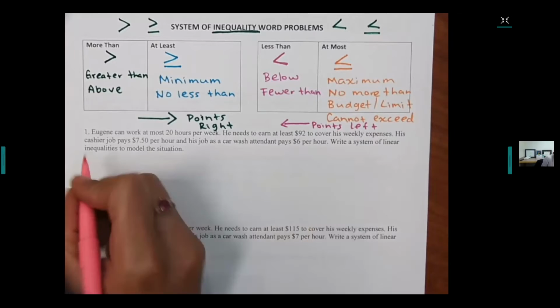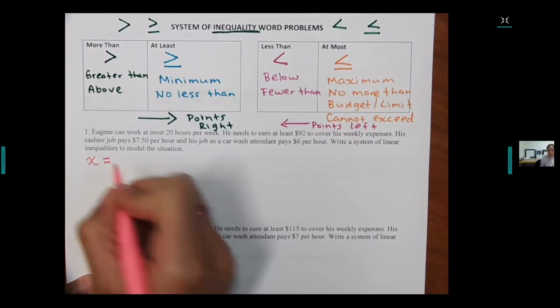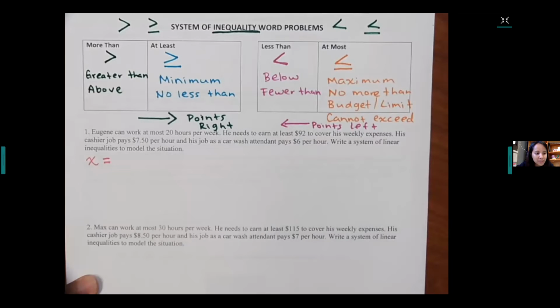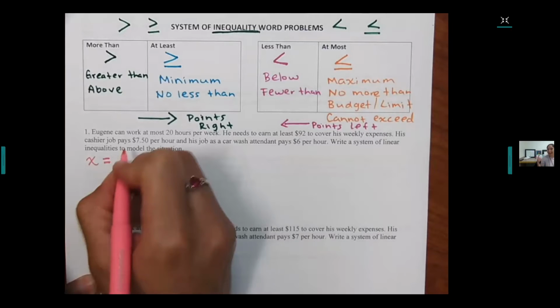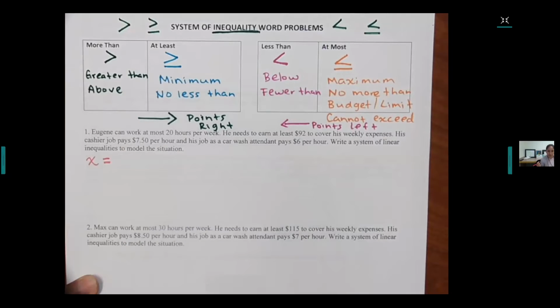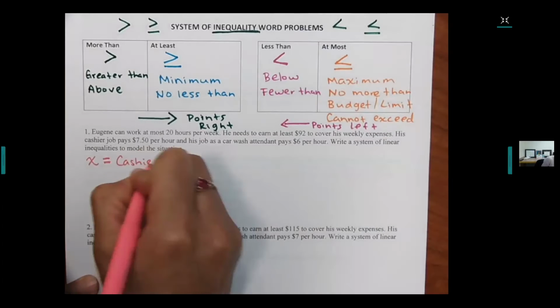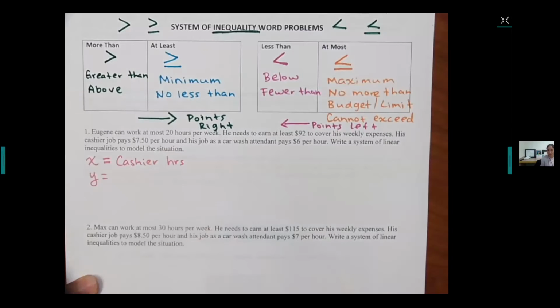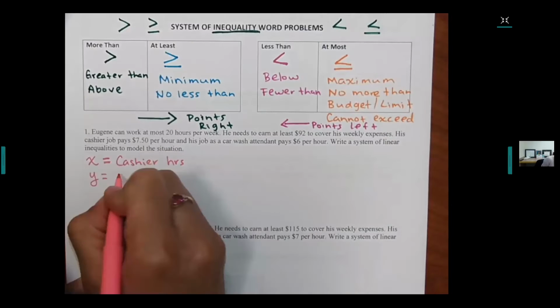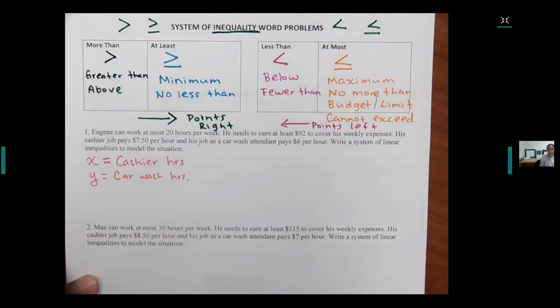So it makes it easier to just use those variables to begin with. So what would X be, Ms. Tran? Cashier. Cashier, or you could say cashier hours, because we're talking about the hours that Eugene is working as a cashier. Oh, you're right, yes. Cashier hours, and then what would Y be? Car wash attendant hour. Good, so I'm just gonna say car wash hours, right?